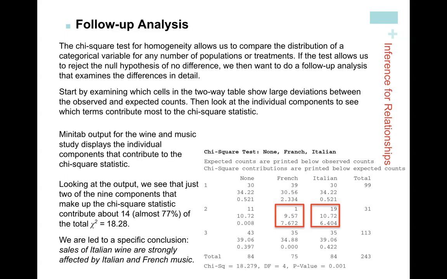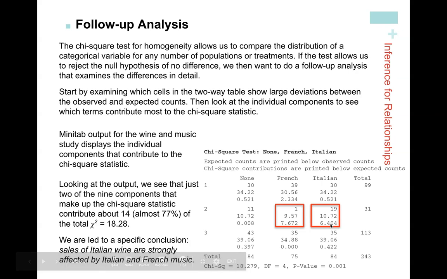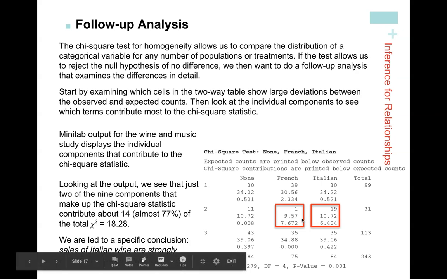Oh, I forgot to say what the follow-up analysis is. So look at all the contributions or components that contribute to the chi-square. So 0.52, that didn't contribute much. That contributed almost nothing. That contributed very little. That contributed literally nothing. Here are the two biggest contributors: 7.672 and 6.404. So you would talk about these two things being very unusual.